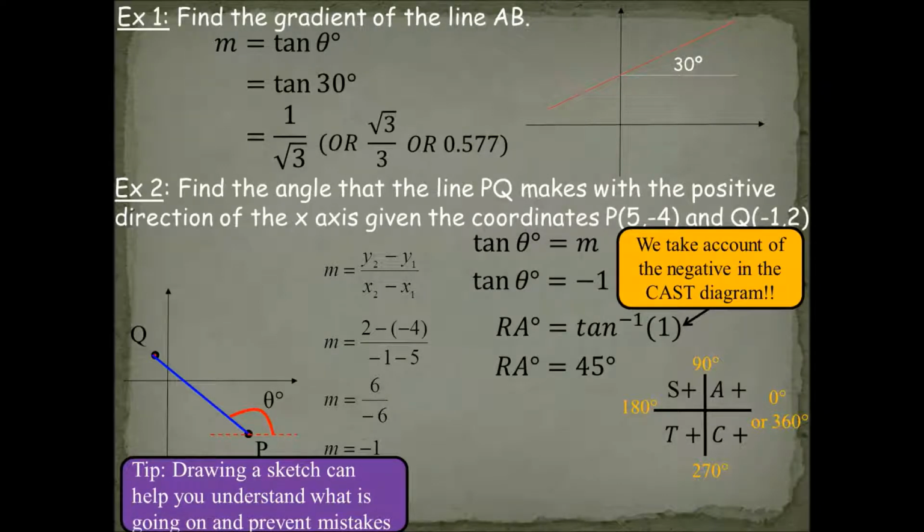But in this context, your angle will only ever be between 0 and 180 for finding the angle a line is making. So we can ignore the tan and cos quadrants and focus purely on the all and sine. Well, given that we're not wanting it where it's positive, tan is negative in the sine quadrant, therefore we are looking for 180 minus 45, the angle would be 135.